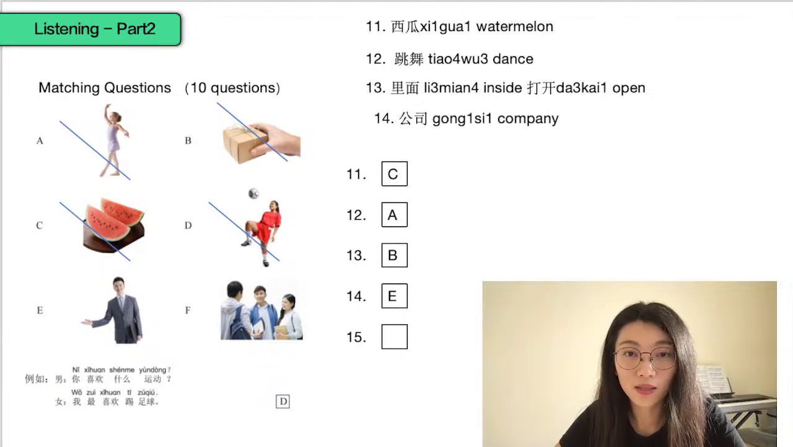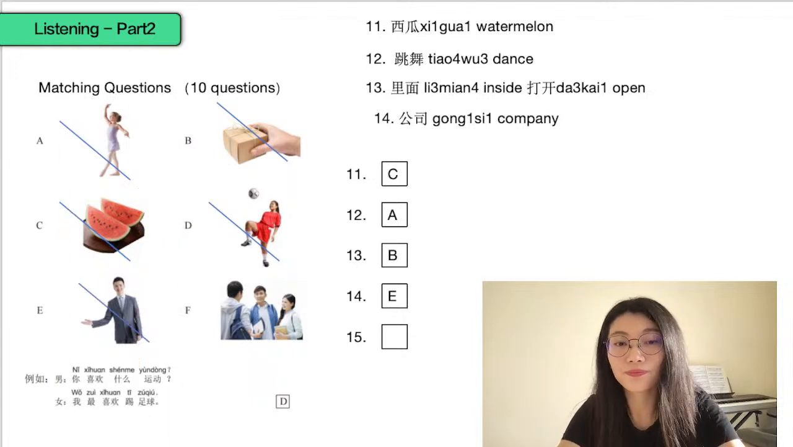Okay, last one. We only have one left, but let's listen to it again.